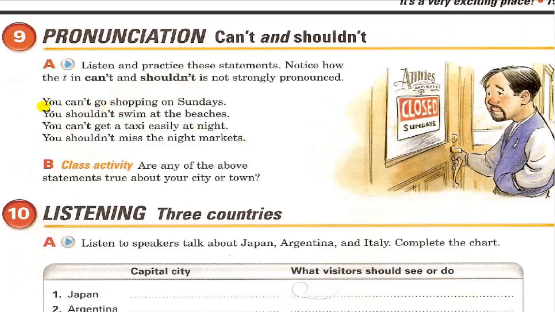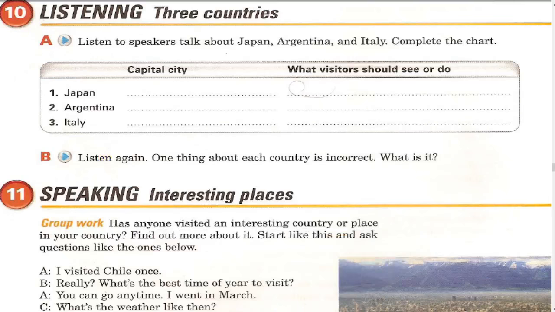Practice. Read the sentences. You can't go shopping on Sundays. You shouldn't swim at the beaches. You can't get a taxi easily at night. You shouldn't miss the night markets. Shouldn't. Can't. So the T here is not strongly pronounced. We don't have a stress.